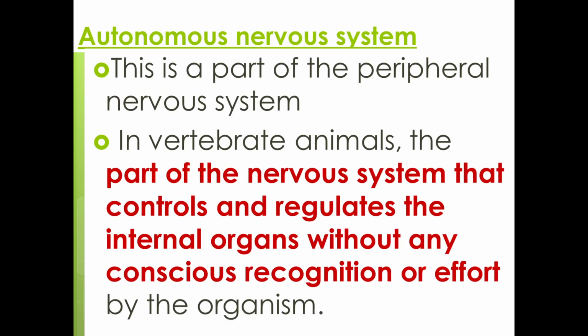In the autonomic nervous system, there are a very large number of peripheral nerves. This autonomic nervous system controls and regulates the activities of the internal organs of your body without any conscious recognition. The activities of your stomach, your lungs, your salivary glands, and a number of other internal organs are controlled without any conscious recognition by your autonomic nervous system.